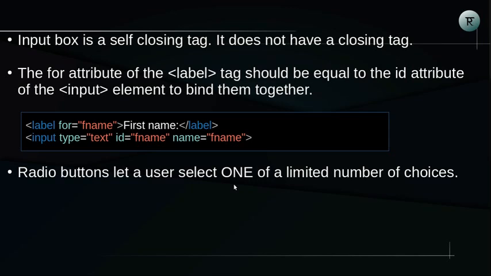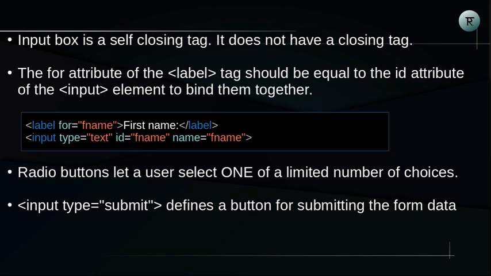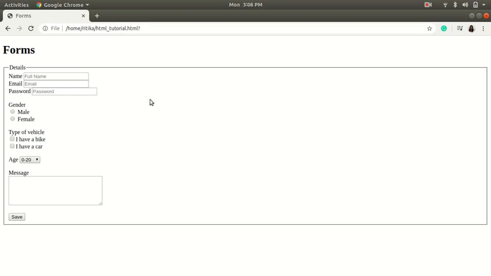Radio buttons let users select one of a limited number of choices. As I said, we can select only one option out of whatever number of options are given. Input type submit defines a button for submitting the form data. So let's see the entire form by filling it up.